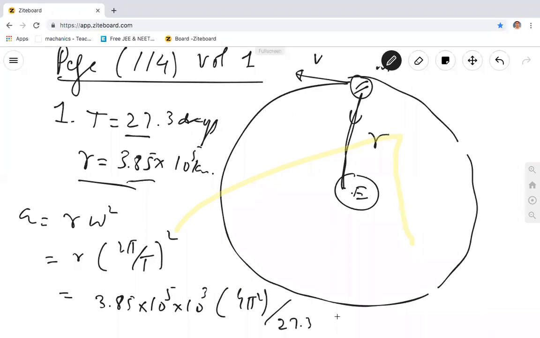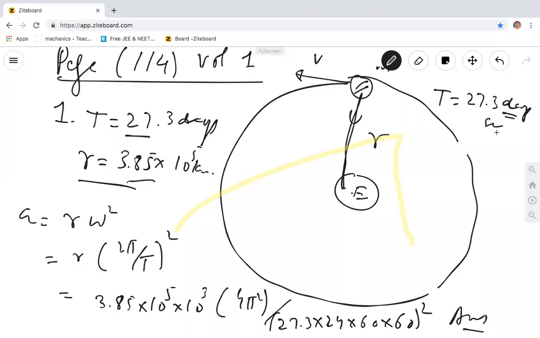27.3 days. That is 24 hours, that is 60 minutes, that's again 60, and you have to square it. So r into 2 pi by t whole square is r into 4 pi square divided by t square. But what is t? T is time period, that is 27.3 days. But you have to convert days into seconds. It's a big thing to do, but it is the problem solved.